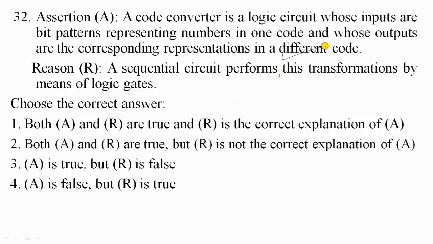So the assertion is correct. But the reason they are telling is that a sequential circuit performs this transformation by means of logic gates. This one is wrong because we make use of combinational circuits in order to perform code conversion. So the corresponding option that follows is option 3, nothing but assertion is true but reason is false.